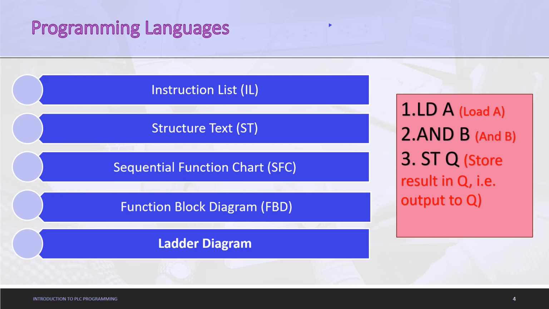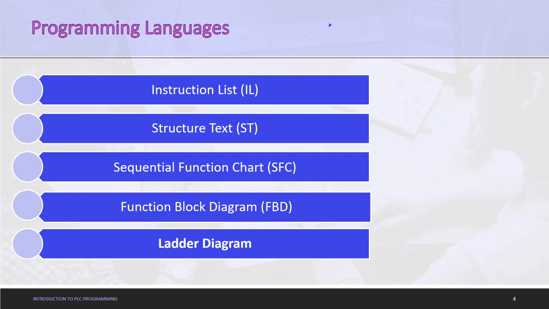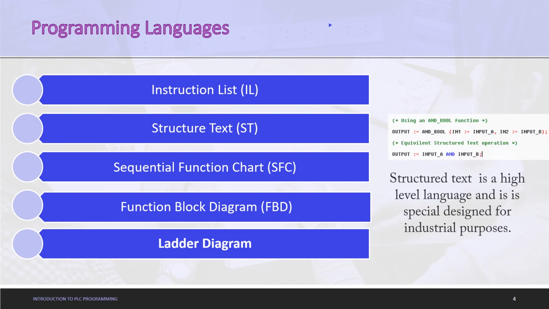Now let's move on to the next one, structured text. Structured text is more of a high-level language and is designed specifically for industrial purposes. It is similar to Pascal or BASIC, and it follows a straightforward and easy-to-use format which gives very simple solutions for difficult problems. Next one is sequential function chart.